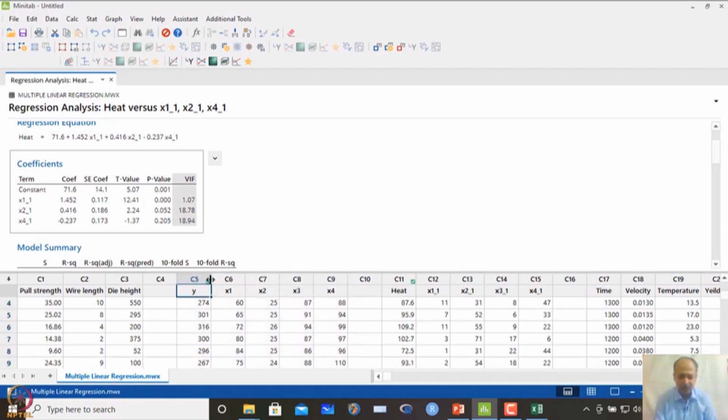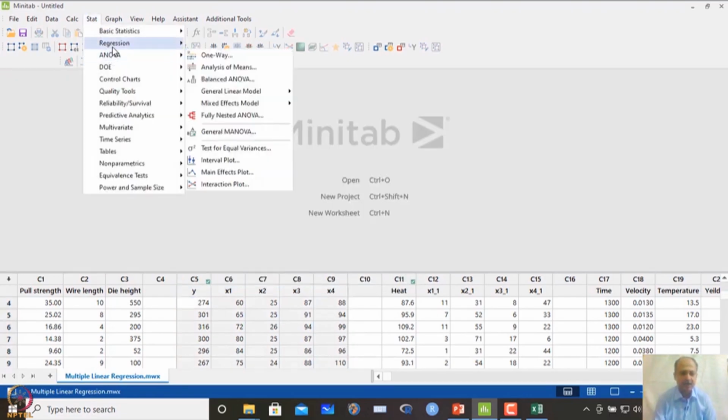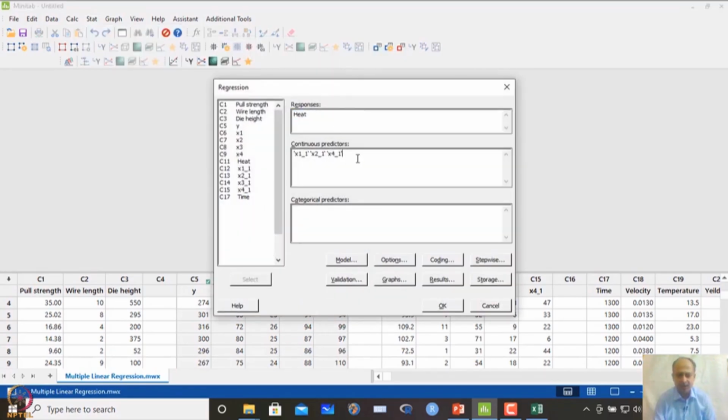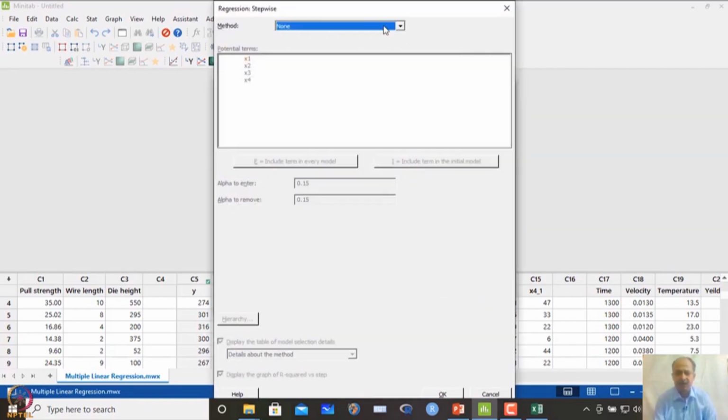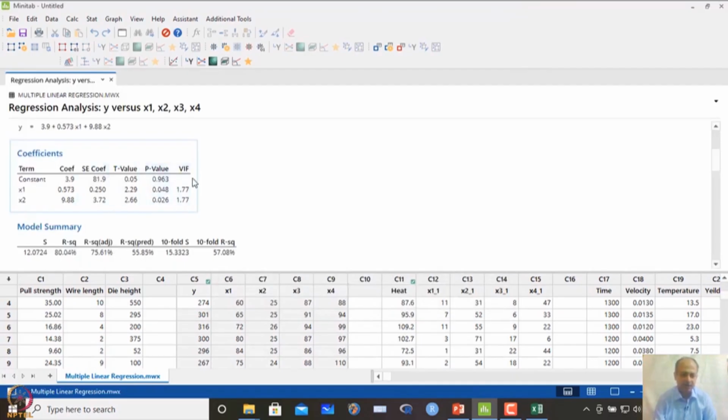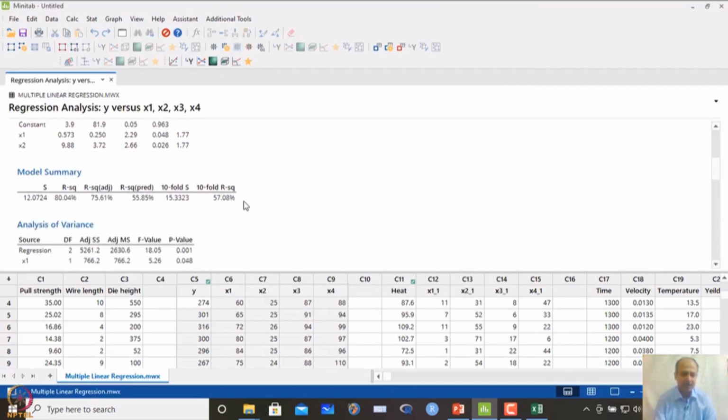Okay, if this is a scenario with y and x1 and x4, we can eliminate this one, and we go by this regression analysis, fit regression model. So, in this case I selected the y variable over here, and then I select x1 to x4, continuous predictors x1 to x4, and I select stepwise regression. We use stepwise regression over here. So, the suggested model is x1 and x2, these are the variables, and the variance inflation factor is low. So, this can be the best model.